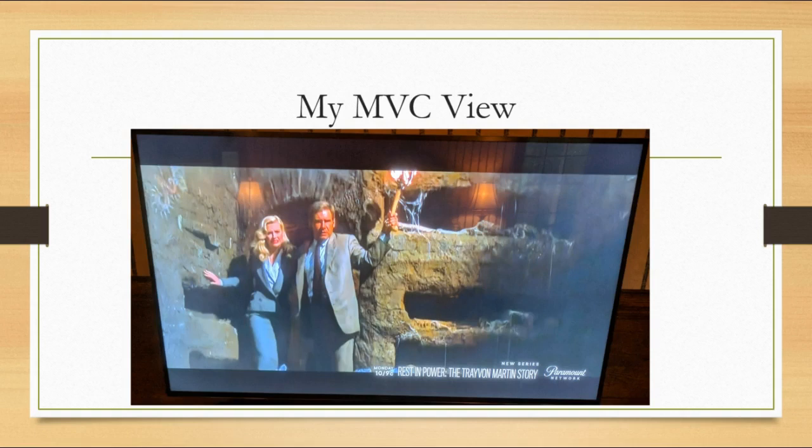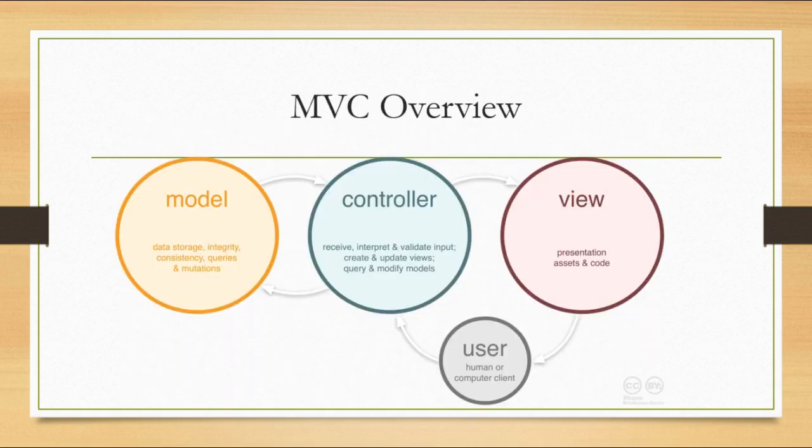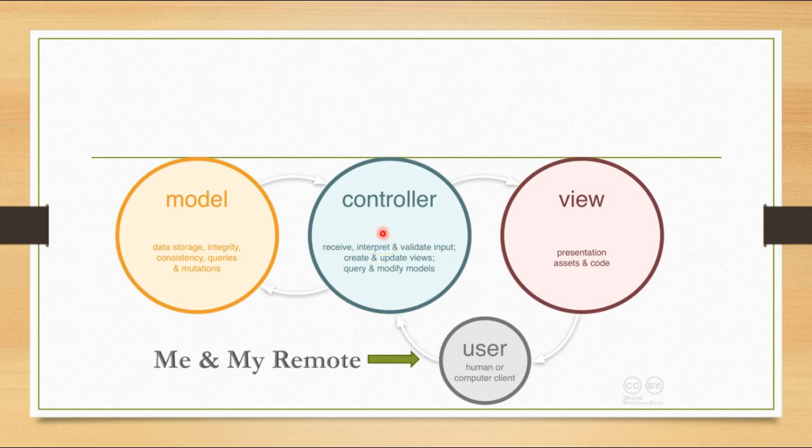Let's take a look at this in a graphic format. And here we see we have the user. This is me and my remote down here. And I talk with my remote directly to the controller. In this case, my controller is a cable box. So now my only interaction is with the controller.